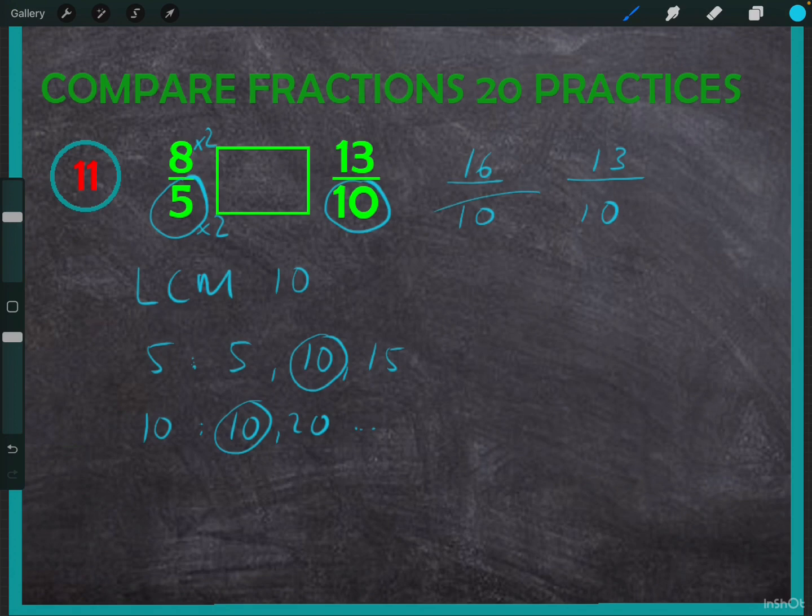From here, we have two fractions with the same denominator. To compare them, we only need to compare the two numerators. 16 is greater than 13, so 16 over 10 is greater than 13 over 10, or 8 over 5 is greater than 13 over 10.